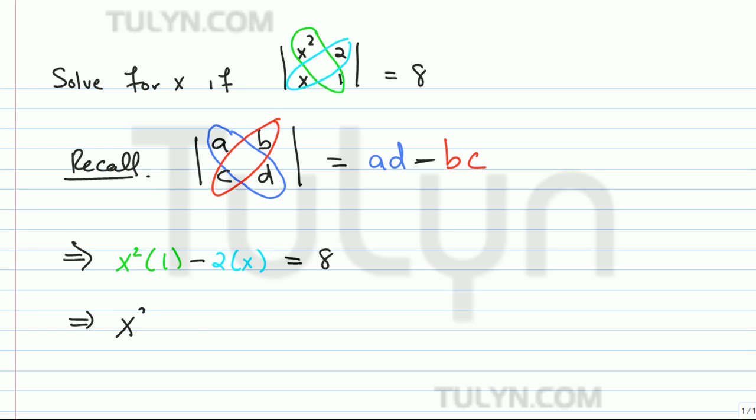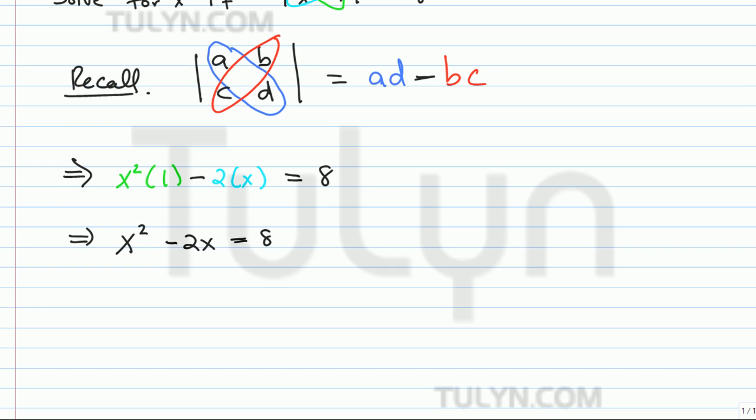Simplifying, we have x squared minus 2x is equal to 8, and since we want to solve for x, we want to move the 8 over to the left side so that this ends up looking like a quadratic equation. So x squared minus 2x minus 8 is equal to 0.